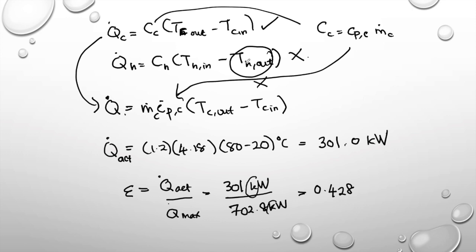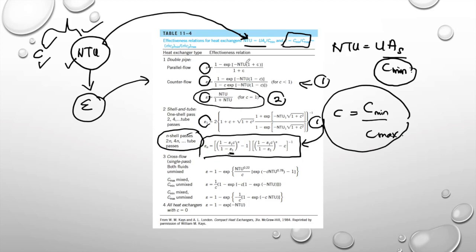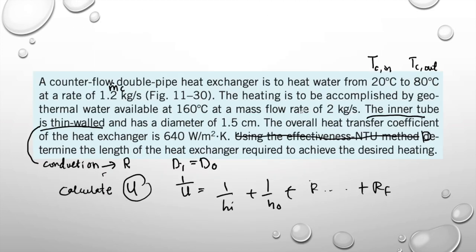So this problem can use the LMTD method, but after all, it depends on the question. If the question specifically asks you to find it by using a specific method, for example in this problem it specifically asks you to use the effectiveness NTU method, then you have no option. If the question asks you only to determine the length of the heat exchanger, then you can choose either the LMTD method or the NTU method.